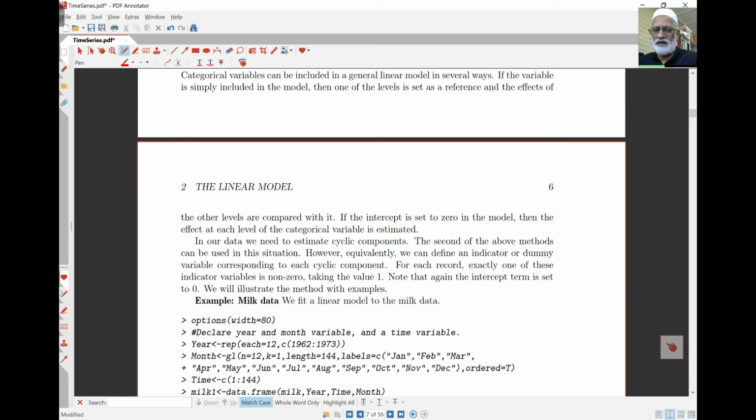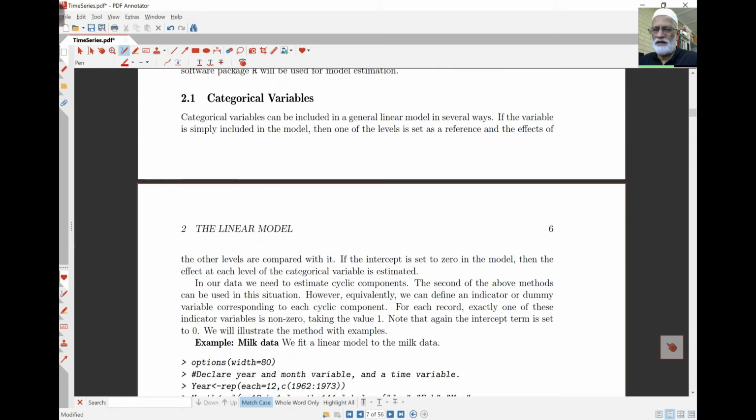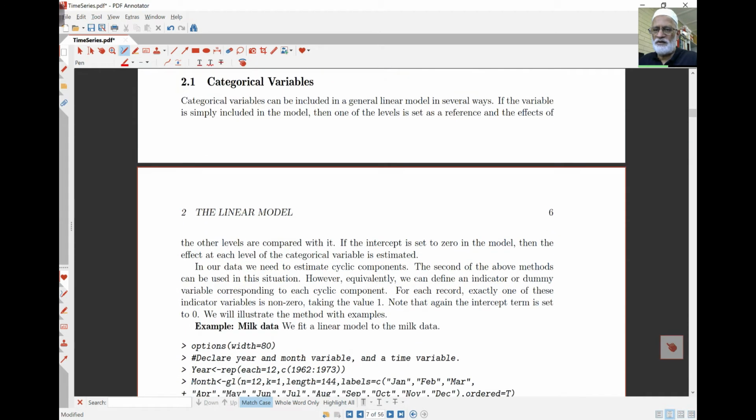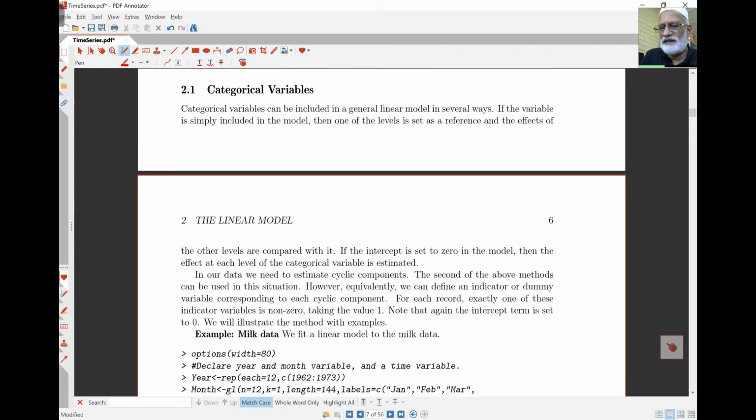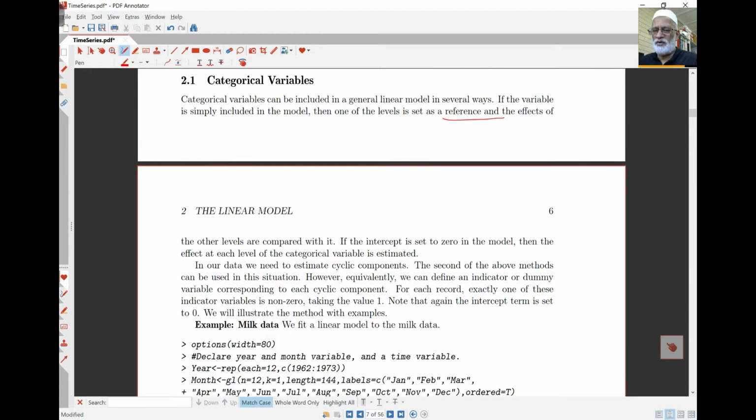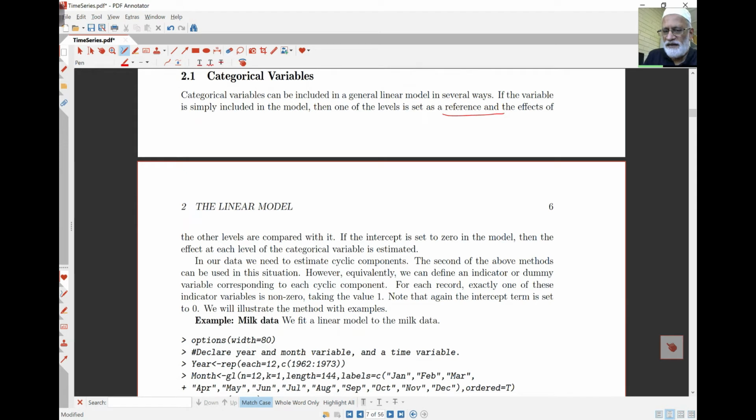Again, as we saw earlier, we can include categorical variables in the model. We set those variables with particular levels, and then usually we have one as a reference level which doesn't appear in the model. The other levels all appear in the model. However, we do know that the intercept may not always be interpretable, depending on the range of the data.